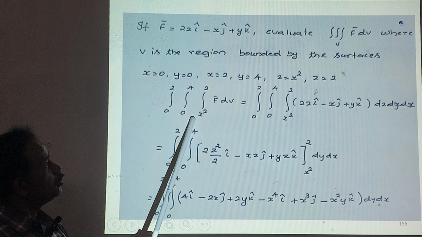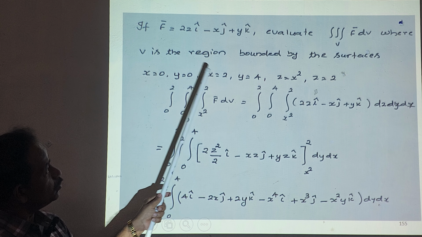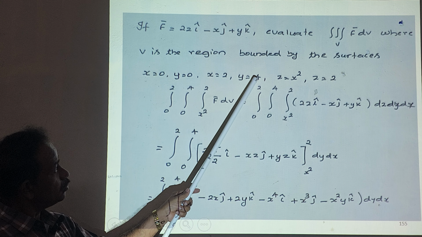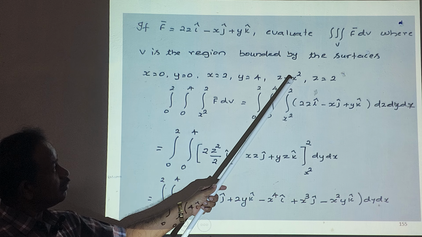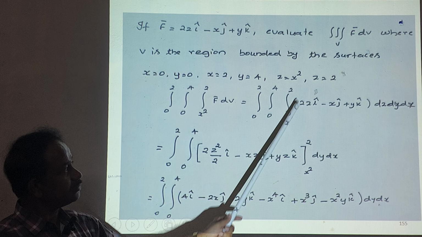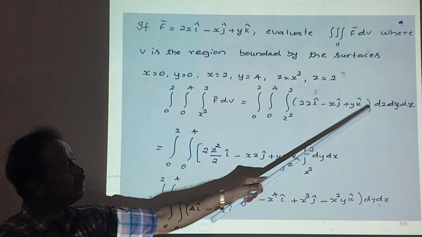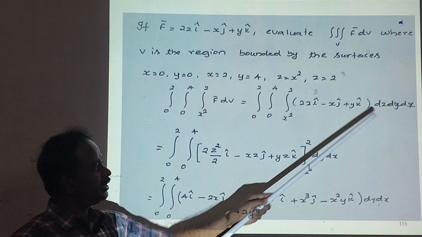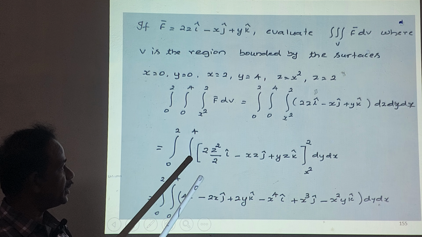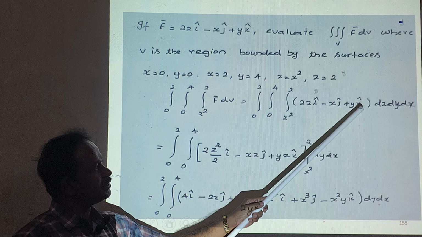So 0 to 2, 0 to 4, x squared to 2. See here, we have 0 to 2 for the x limits, then 0 to 4 for the y limits, and what about the z limit? x squared to 2. And f dV, f is given as this, and dV is nothing but dx dy dz. Okay, so now let us integrate first with respect to z.